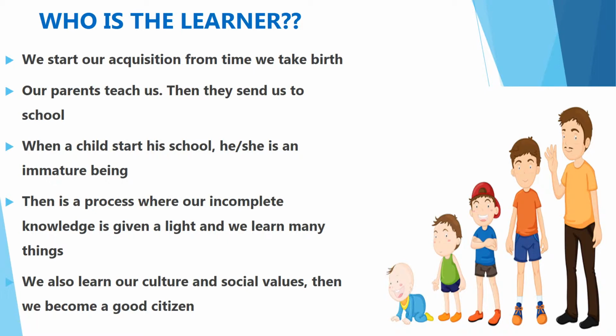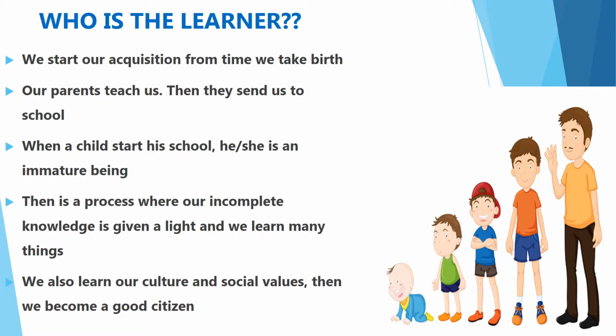When a child starts school, he or she is an immature being. When we go to school, we are small and we don't know, we are an immature learner and we don't have any knowledge. We have some incomplete knowledge. Then there is a process where our incomplete knowledge is given a light and we learn many things. We also learn our culture and social values. Then we become a good citizen.